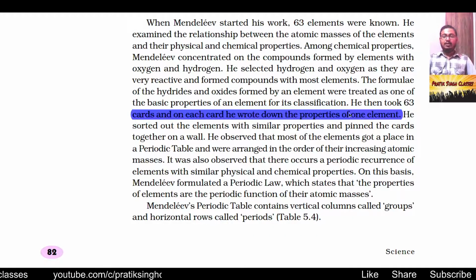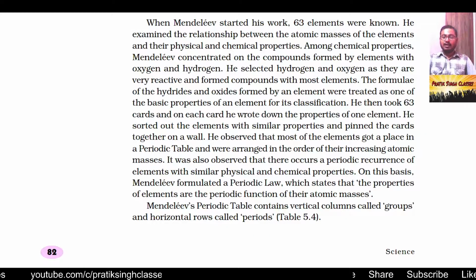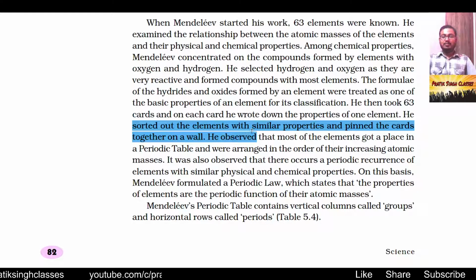Okay, means for each element he took one card and he wrote the properties of their oxides and hydrides in them and tried to arrange them. He sorted out the elements with similar properties and pinned the cards together on a wall. Okay, means whenever he found that the properties of some elements according to their compounds of hydrides and oxides were similar, he stuck them in the same row on the wall.